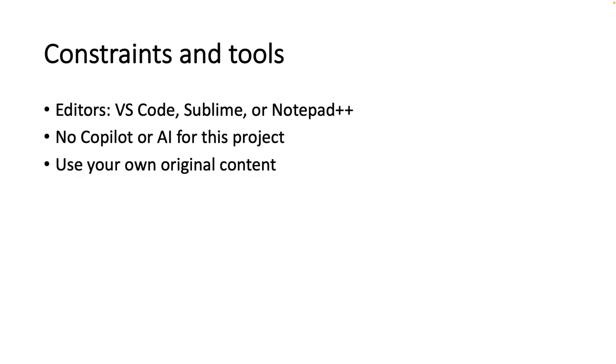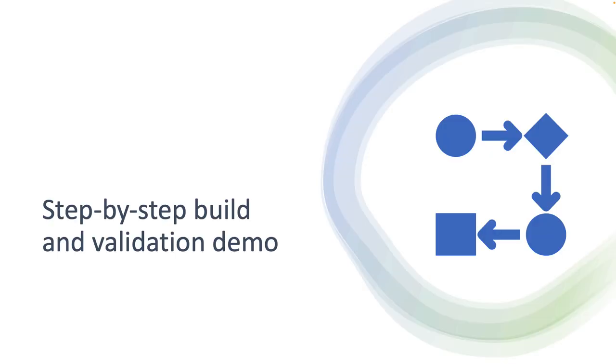So the constraints and tools: we're going to use one of our editors, VS Code, Sublime, or Notepad++. Because I'm on Mac today, I'll be demonstrating with Sublime. Do not use Copilot or AI for this project. Of course, I won't know whether you did or didn't, but for your own benefit, for your own learning, that's my recommendation. And use your own original content. In other words, have fun with it. So here's a step-by-step demo and validation. I'll quickly go through these, and then we'll back it up and actually do it on screen.